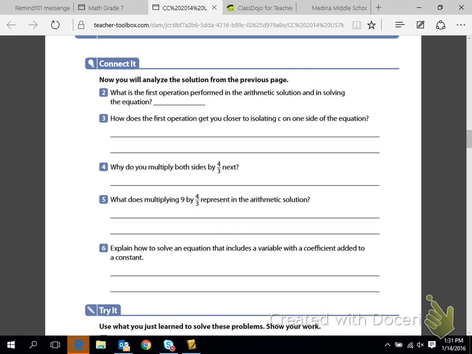Next, we want to make some connections about the problem that we just did. The first question says, what is the first operation performed in the arithmetic solution and in solving the equation? And the very first thing that we did was take the total weight of the box, which is 12, and subtract the weight of just the box, which is 3. So this was the total weight minus the weight of the box. And when we took off the weight of the box, we were able to figure out the weight of the candles.